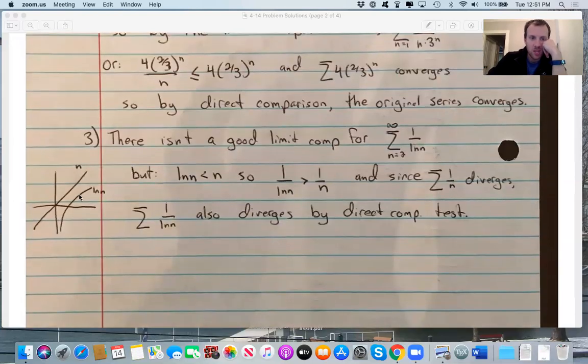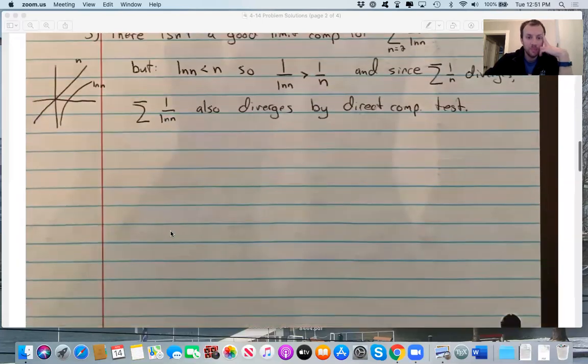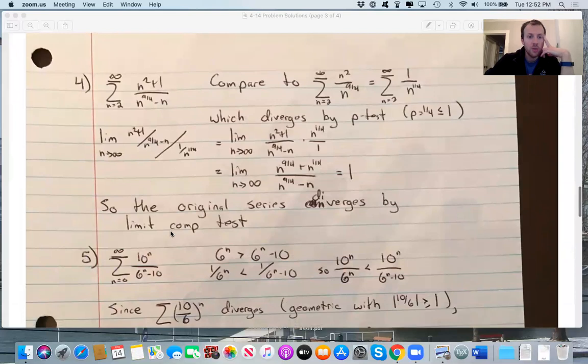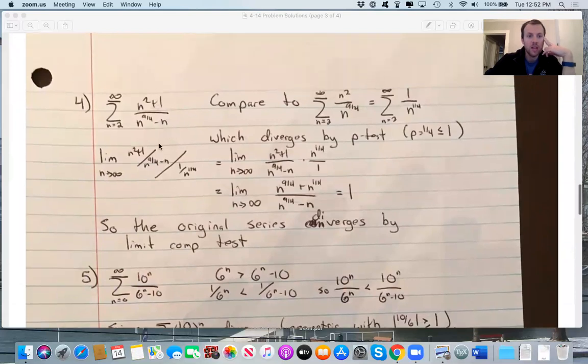Number 3, I'll skip over. Looking at the graphs, n is bigger, so flipping things, the inequality changes, and the series is bigger than a divergent series. So you can stick around if you have questions for that. But this next one, I want to make sure I talk about real quickly.